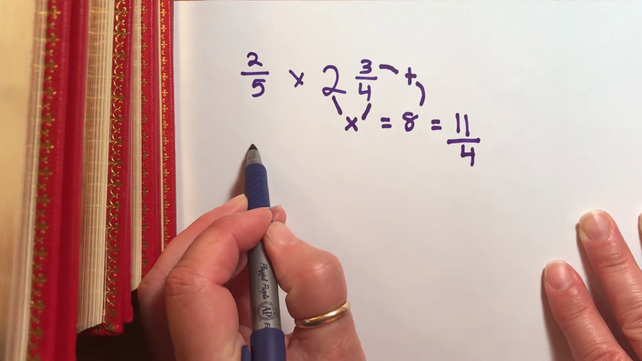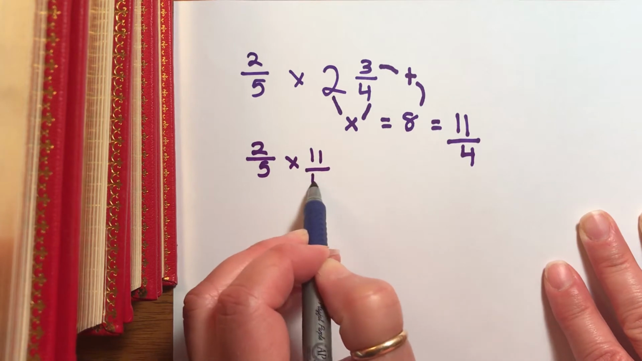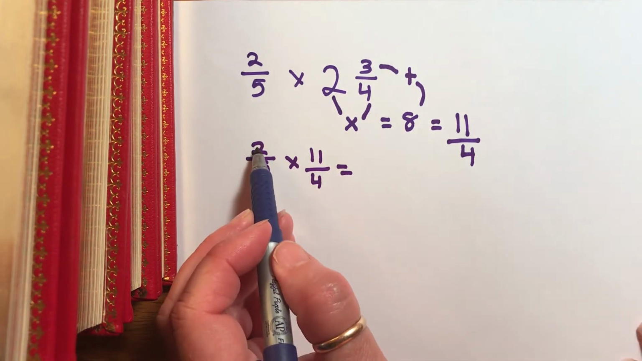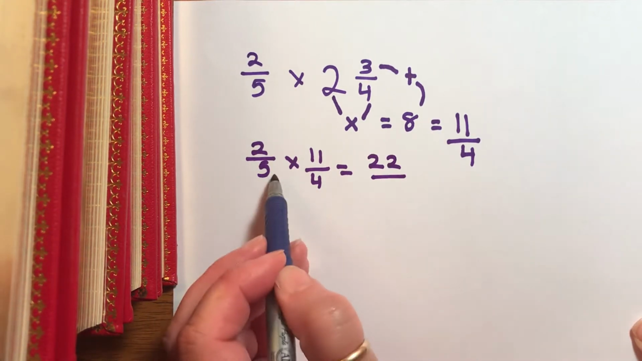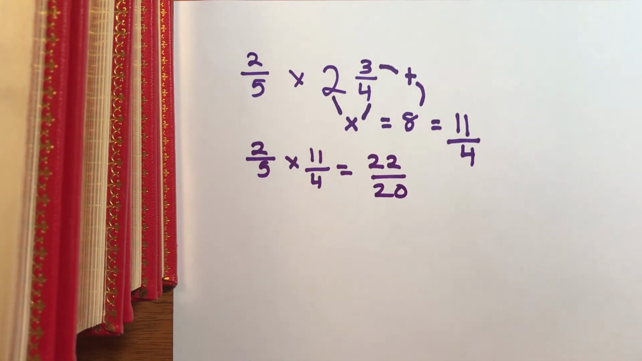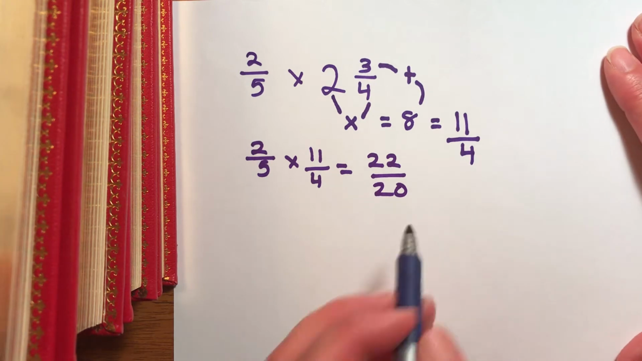So I'm going to rewrite the problem down here. 2/5 times 11/4. And as in step 2, multiply the numerators. 2 times 11 is 22. And 5 times 4 is 20. Now, it is an improper fraction, but it can be simplified first with our prime factors and then written as a mixed number. So let's go ahead and simplify 22/20 first.